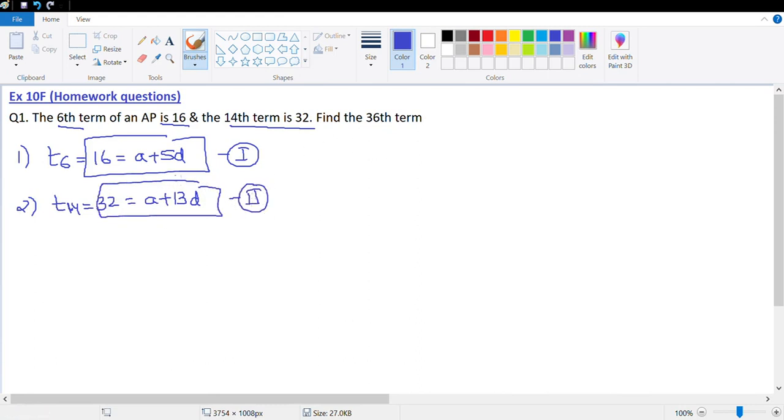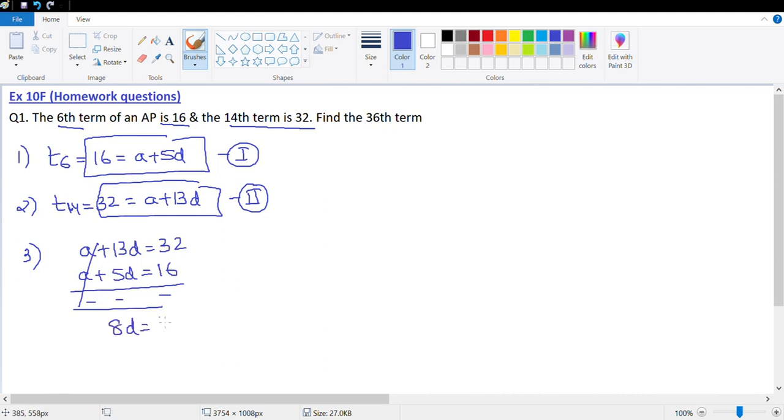For that, let's first calculate the value of A and D. So A plus 13D is equal to 32 and A plus 5D is equal to 16. Let's subtract. When I subtract, A gets cancelled. 13 minus 5, that's 8D. 32 minus 16, that's 16. Therefore, D is equal to 2. So we've calculated the value of D.